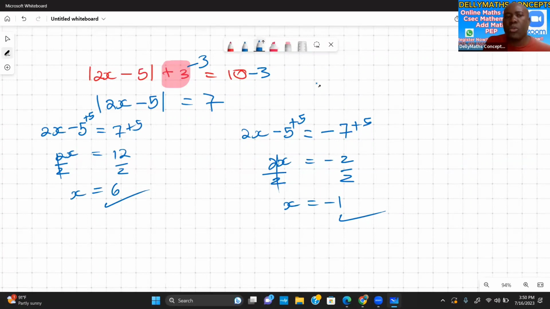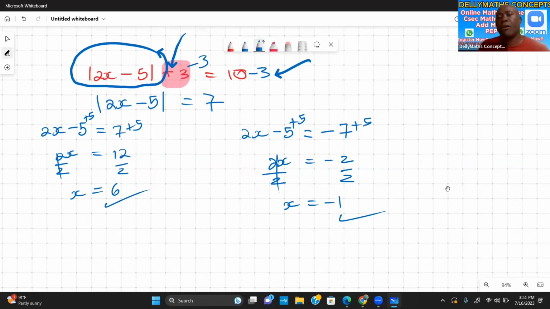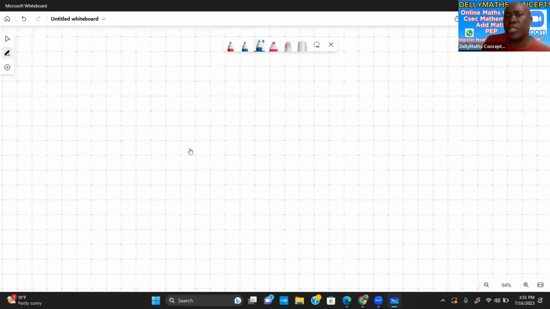What we had to do was make sure that the absolute value is by itself. So if that means that we have to get rid of that positive 3, balance the equation, then we do that first before we split our cases. All right, let's take another look.